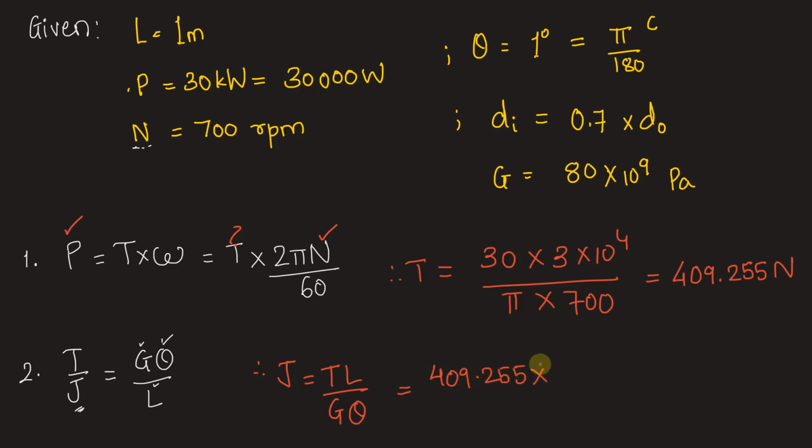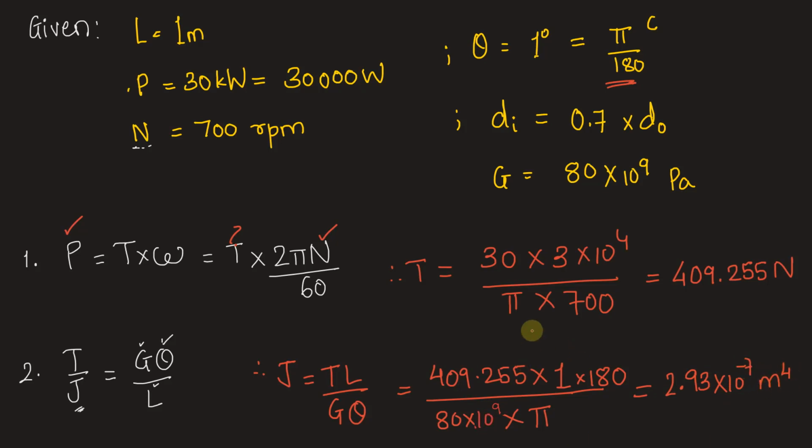It is 409.255 into length of the shaft, which is 1 meter, divided by G, which we have converted here, 80 into 10 to the power 9. And theta was given in degree, we have it here in radian. It is into pi, 180 taken to the numerator. So this becomes into 180. This when calculated, we get J as 2.93 into 10 to the power minus 7 meter raised to 4. Because everything was in SI units, we got J in terms of meter raised to 4.